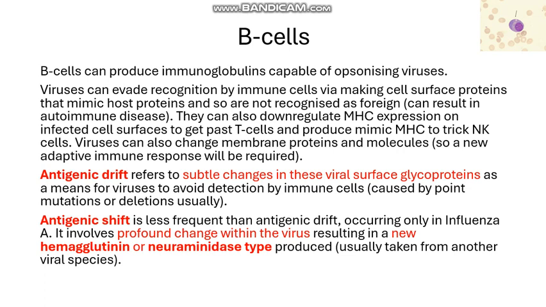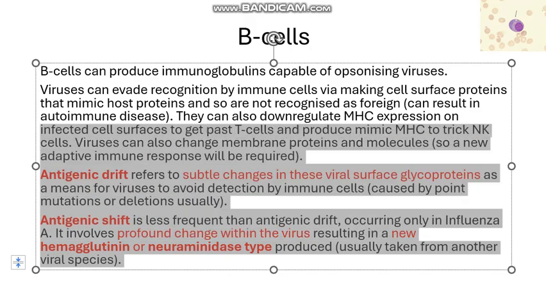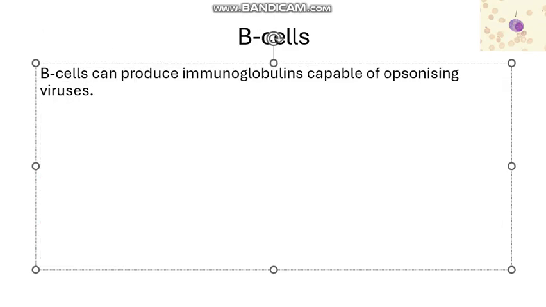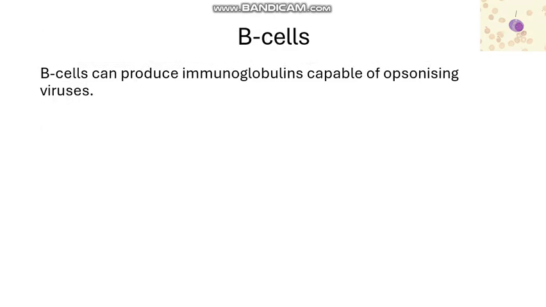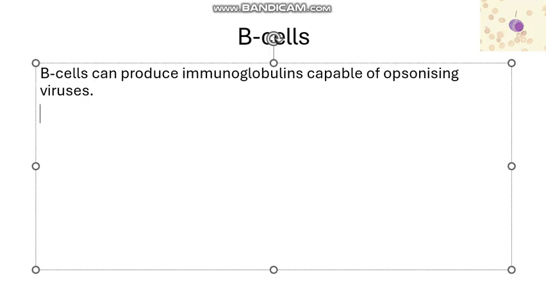So, finishing on what we were talking about last time on the adaptive immune system's antiviral response, we're going to move on to the B cells. Actually, I believe most of this is just repetitive. So all we need to know about the B cells for the adaptive immune response to viruses is they're just going to produce immunoglobulins capable of oxidizing viruses.